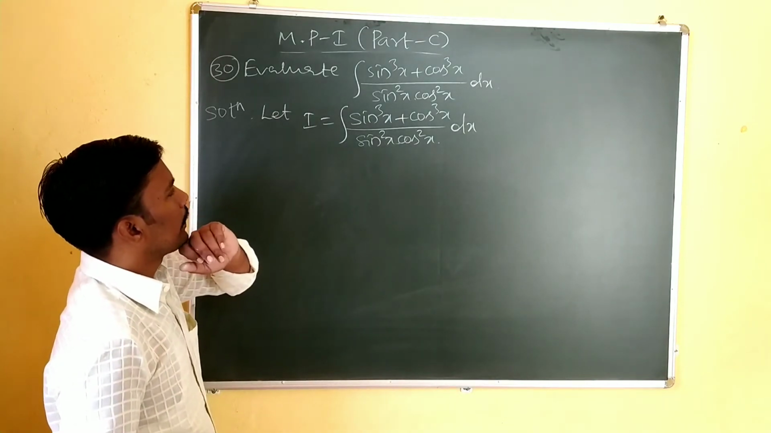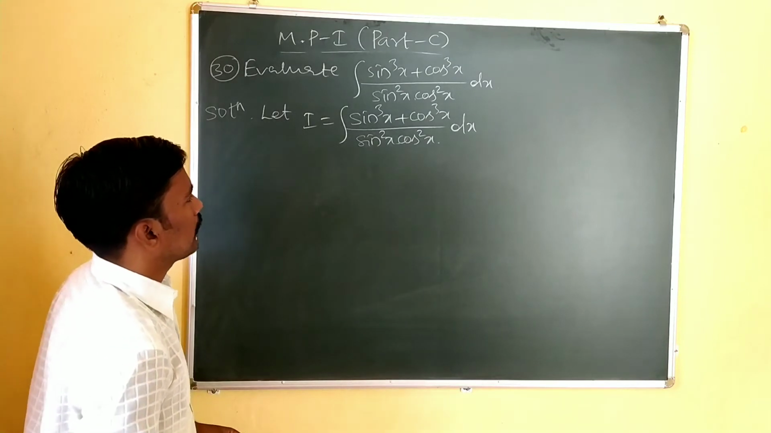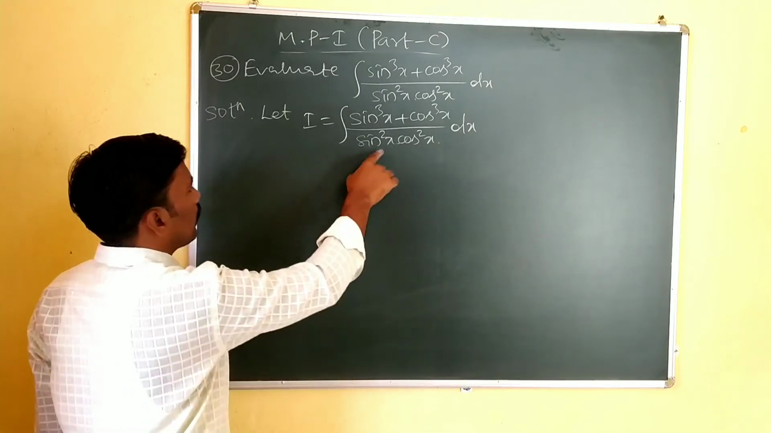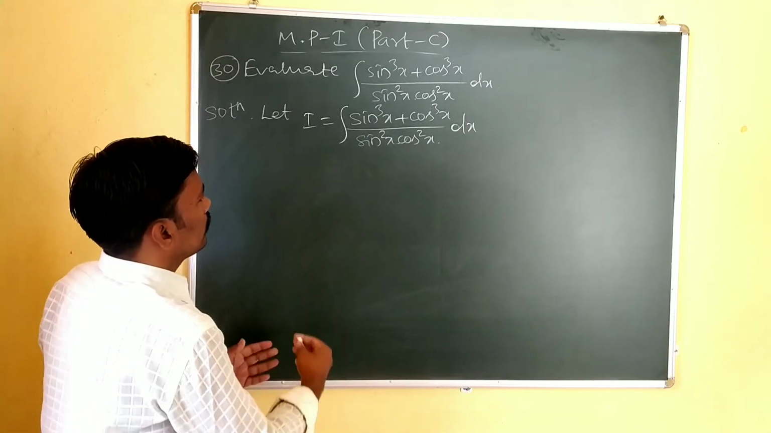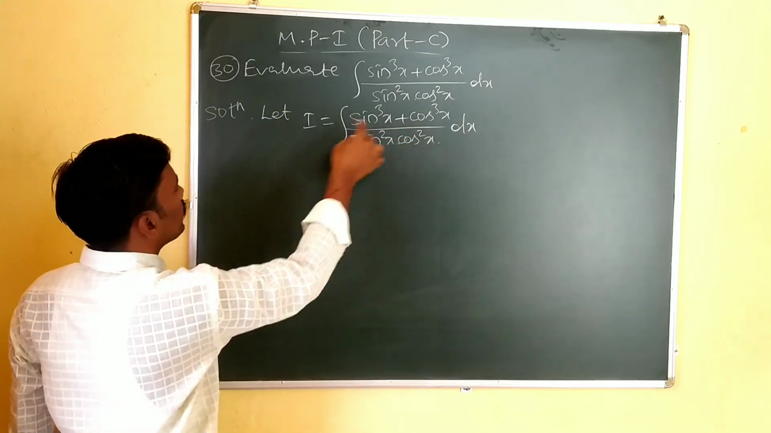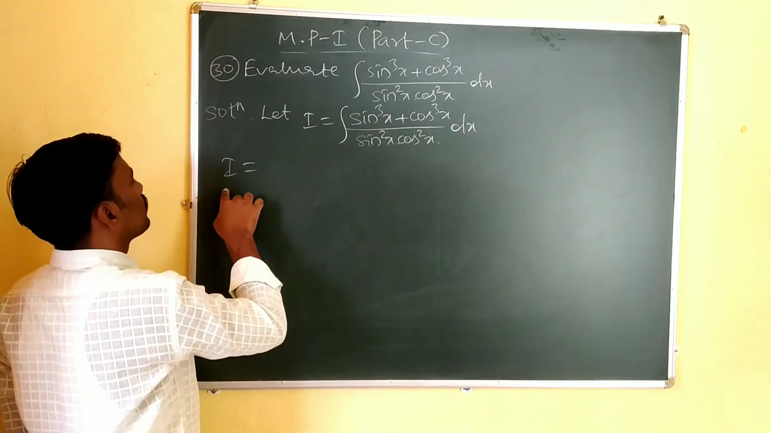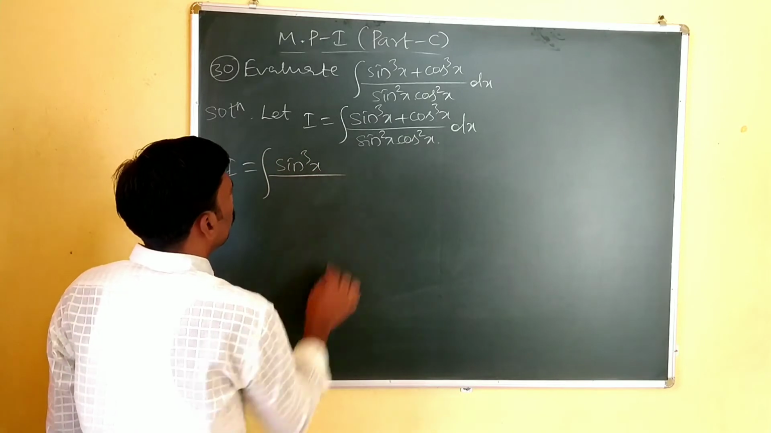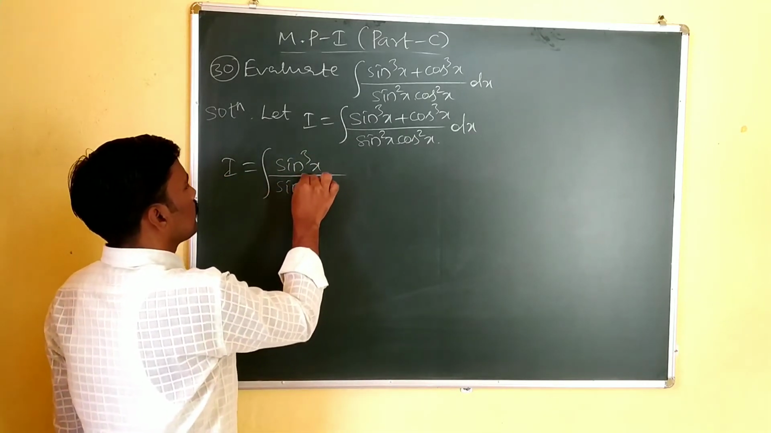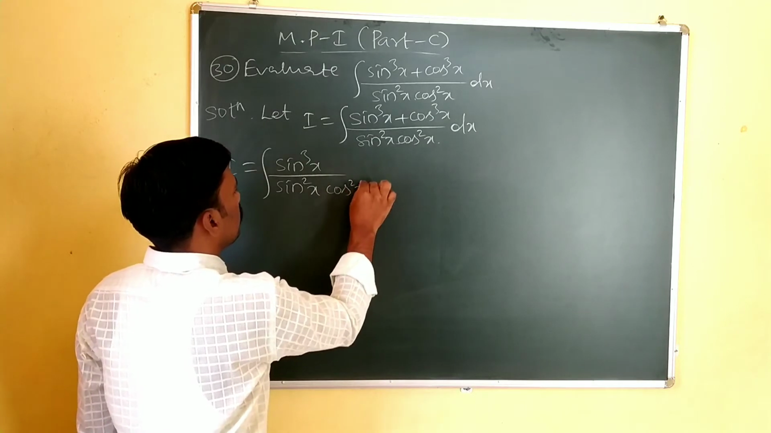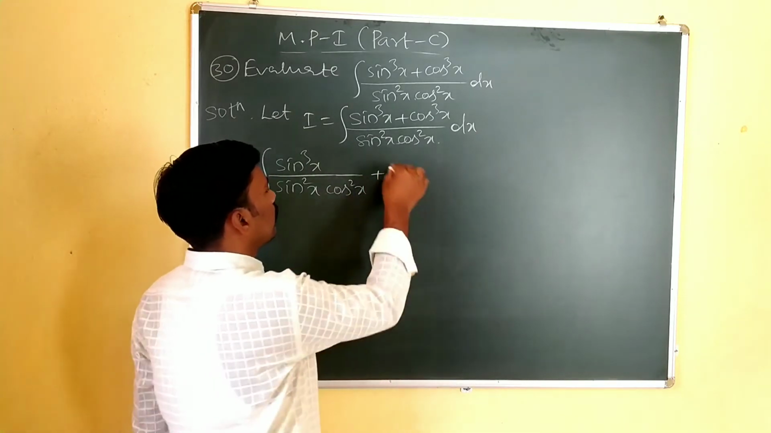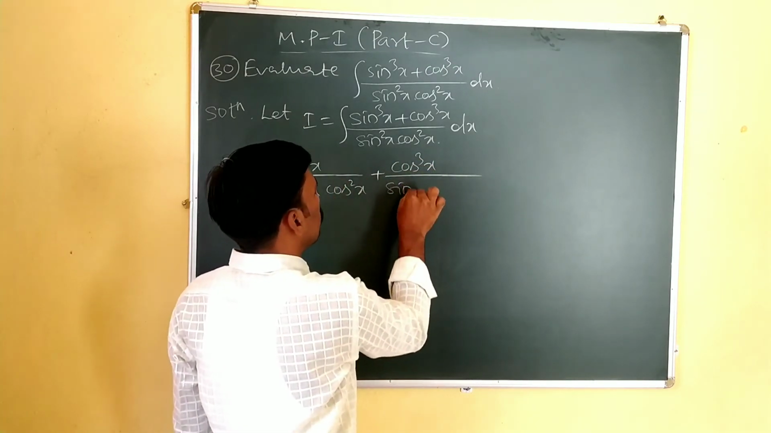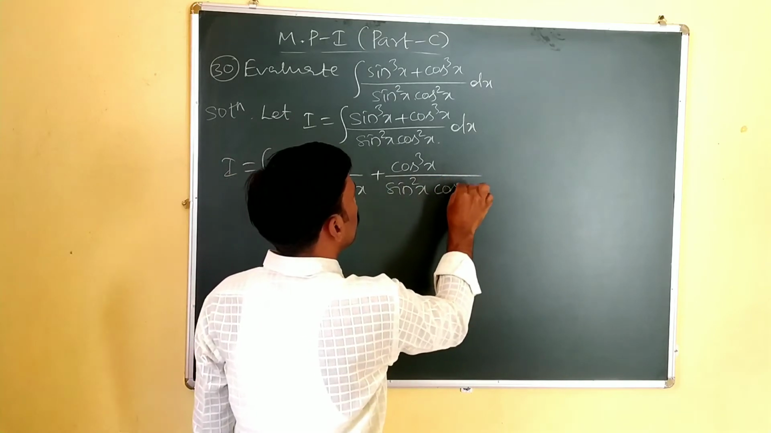Let us simplify the given expression first. It is unable to integrate the given function directly, so that is why we do the simplification. Sin cube x divided by sin square x into cos square x we can write. Let us separate the terms. I is equal to integration of sin cube x divided by sin square x into cos square x, plus the second term, cos cube x divided by sin square x into cos square x.